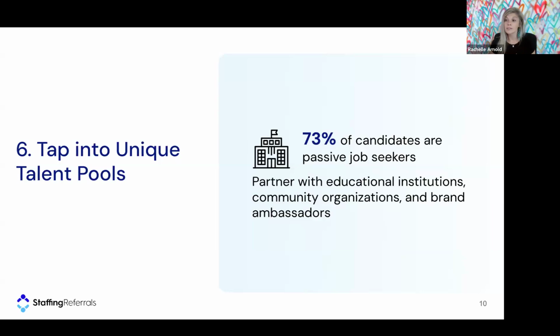Community organizations, such as nonprofits. We have a customer that had an ambassador that went out into her nonprofit area and ended up becoming a huge referral person for this company, because she didn't work for them, right?